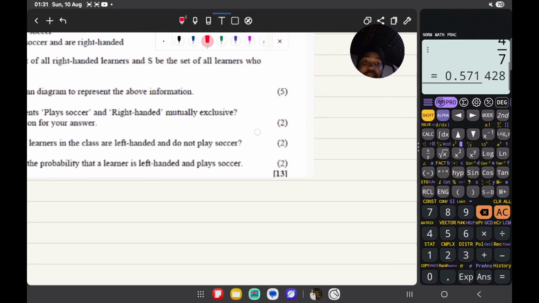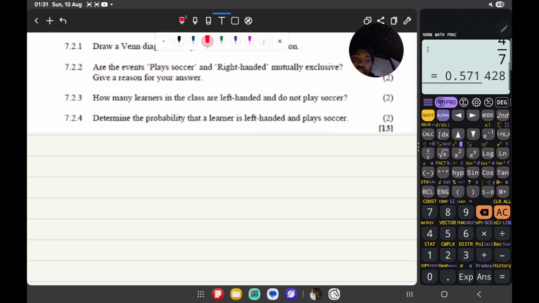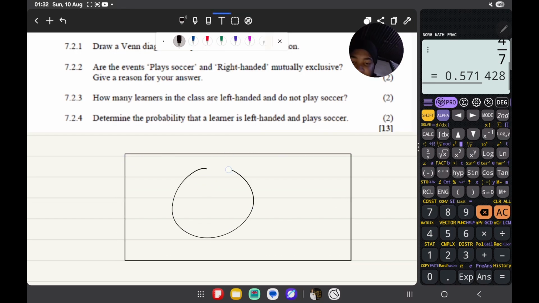And we have another Venn diagram question. In a class of 30 learners in grade 10, there is the following information. You see, we have to draw the Venn diagram. 5 learners are right-handed, 12 learners play soccer, 3 learners play soccer and are right-handed. Let R be the set of right-handed learners and S the set of those playing soccer. So let's get started.